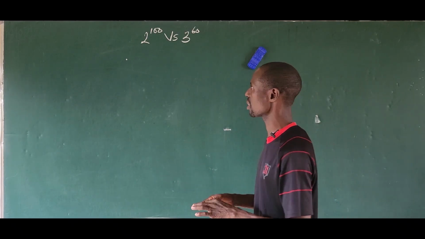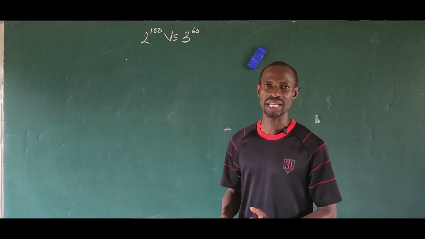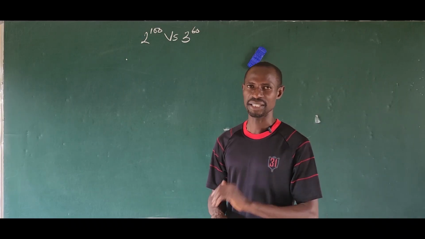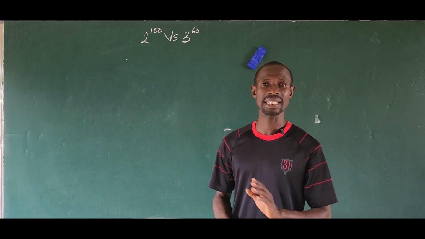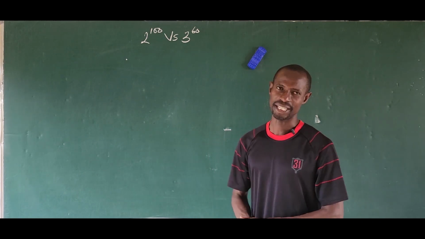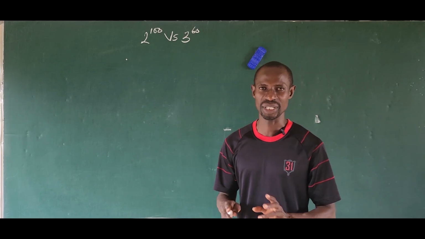because if we have to compute this without the use of a calculator, 2 to the power of 100 means 2 times 2 times 2 times 2 into 100 places. And that may give us a challenge. And 3 to the power of 60 means 3 times 3 times 3 into 60 places. And that will also give us a challenge. So we're going to use a format to actually tell which one is greater.